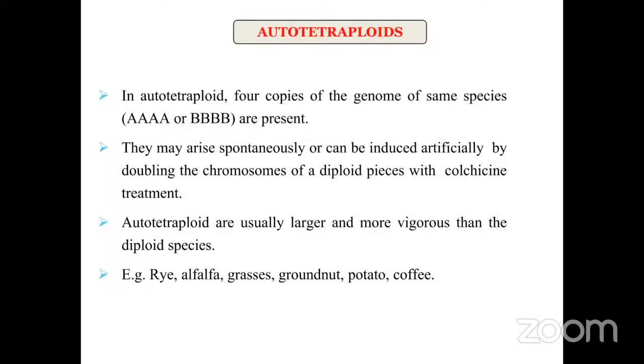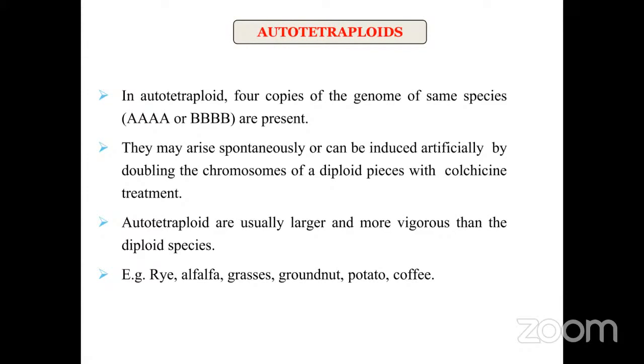Then autotetraploid. What are the examples of autotetraploid? Groundnut, potato, coffee, grasses, alfalfa, rye. So in autotetraploid, there are four copies of a genome of the same species. Here we can see capital A is one kind of genome and it has been duplicated four times.